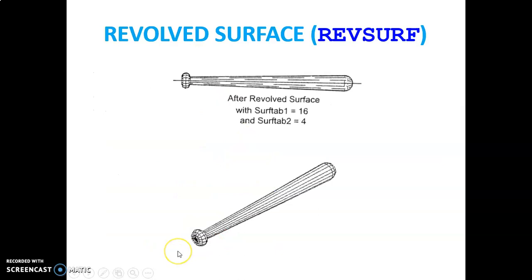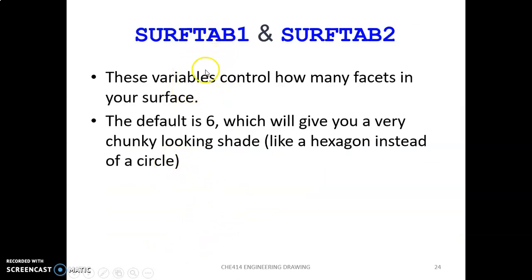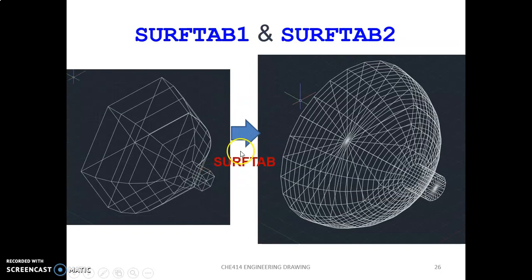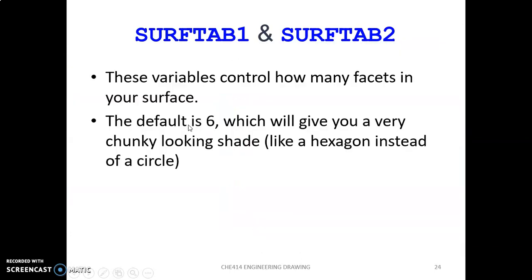Okay, so this is by using command. So surftab 1 and 2 just now. Surftab controls how many faces are in your surface. If you use the default, surftab will be 6, which is lower, and will give you a very chunky looking shape. Okay, this is an example for surftab. With the default, it will look like a hexagon. The shape is not smooth. So instead, using surftab 24, the object will not have a hexagon anymore. It will become a circle, hemisphere. No more hexagon. With the default, it will look like a hexagon instead of a circle.